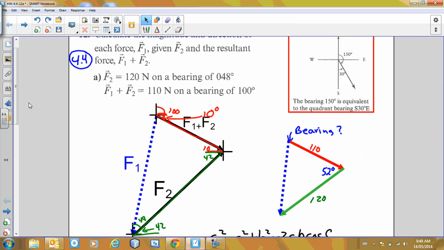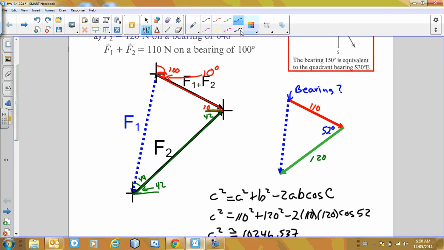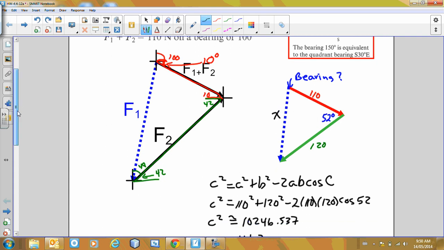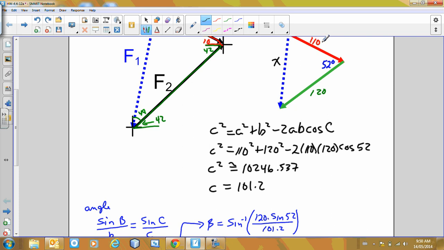Okay, so slight change to what I had drawn, just color-wise here. I kind of went with the colors of our Z patterns. So the same diagram again, 110, 52, and 120. If we want to solve for the value of x, the unknown value over here, it's a cosine law. Anytime we have side, angle, side, with the angle being trapped between the two sides, we have a cosine law, and you should be able to follow that okay. C is 101.2.